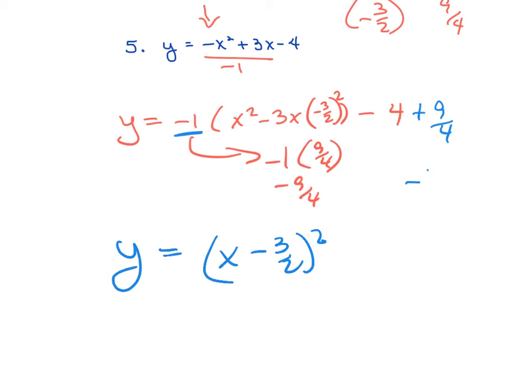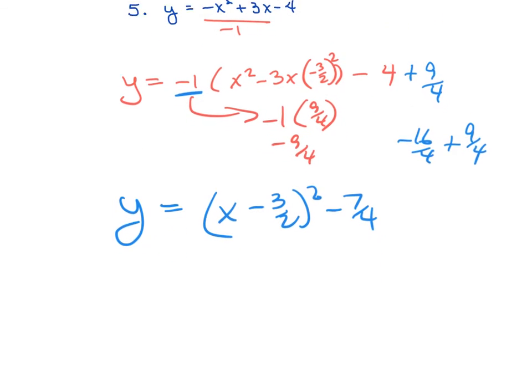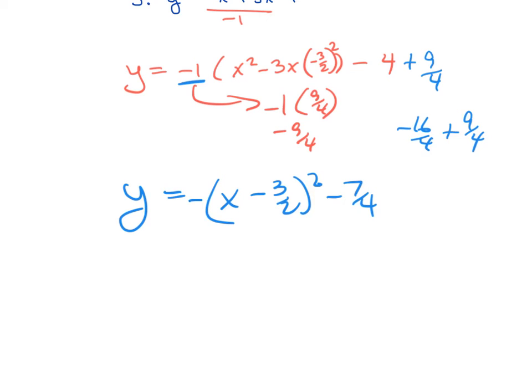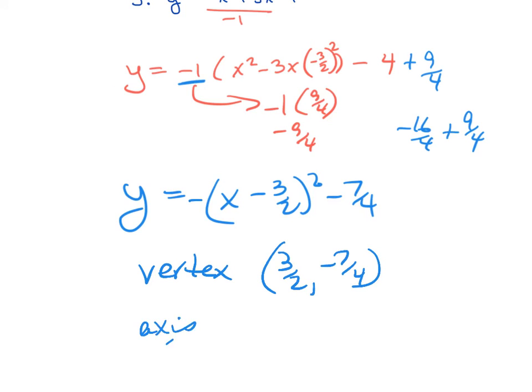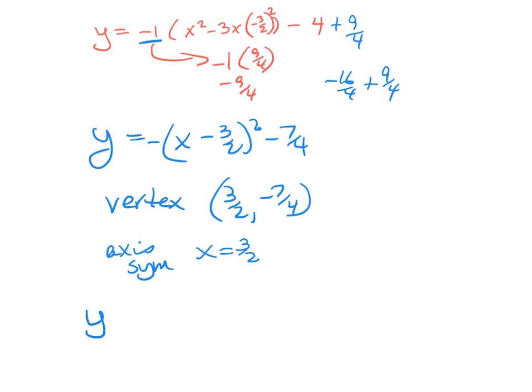I'm going to go ahead and find a common denominator here. It's going to be 4. And now I get minus 7/4. And I have the negative out here because that indicates it's a reflection. So my vertex is at (3/2, -7/4). My axis of symmetry is at x equals 3/2. My y-intercept, if I go back to the beginning, was -4, so it's (0, -4).